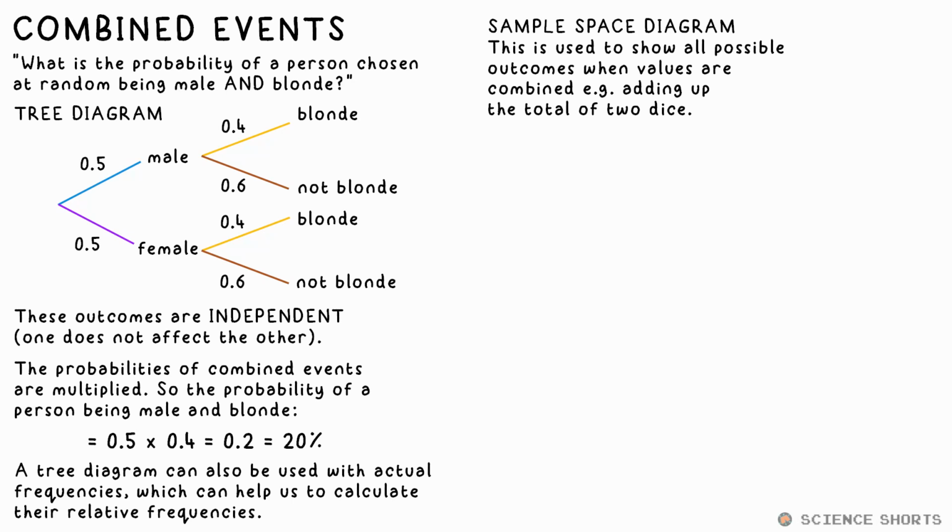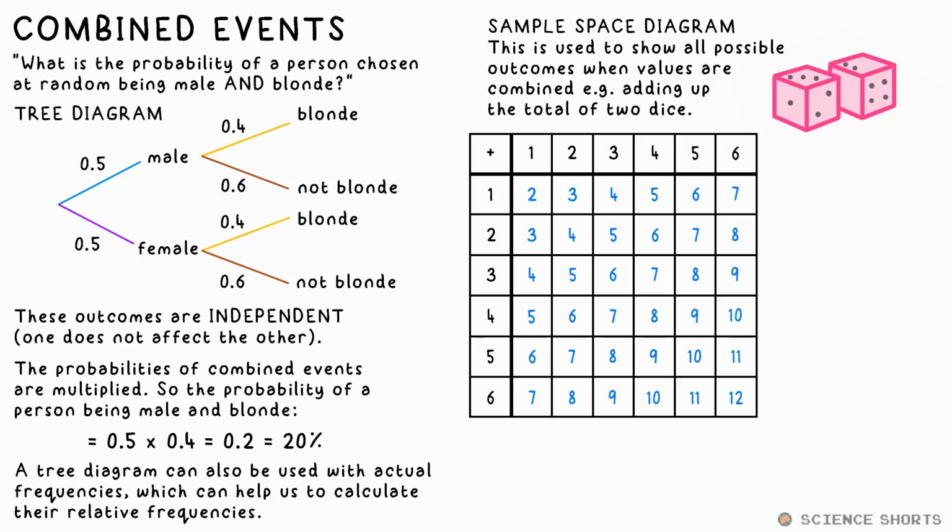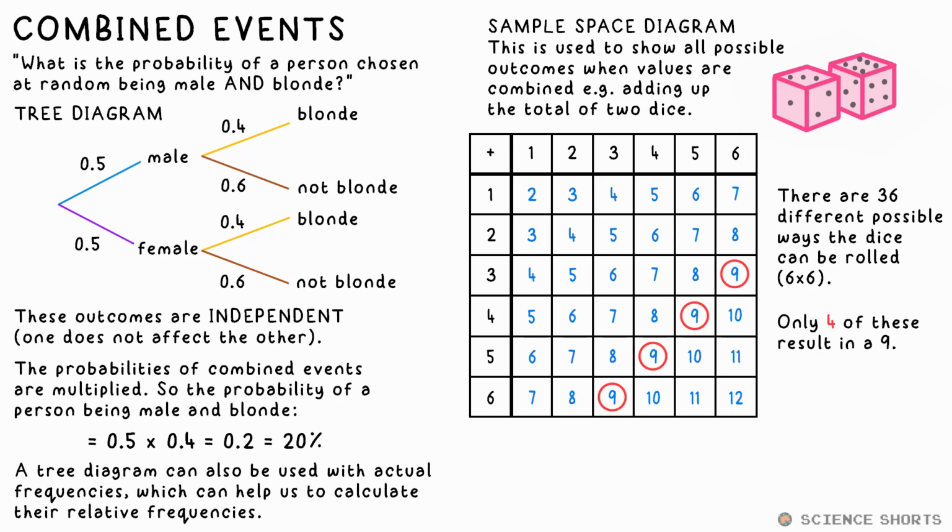A sample space diagram is slightly different, as this shows you what the possible outcomes are for two events that involve numbers. For example, the rolling of two dice and adding them up. We can see there are 36 possible ways they can be rolled, all with equal probability. As there's only one way you can roll a 12 though, the probability of this happening is 1 over 36. The probability of you rolling a 9, however, is 4 over 36, as there are 4 different ways that this can happen. Simplifying, that's the probability of 1/9.